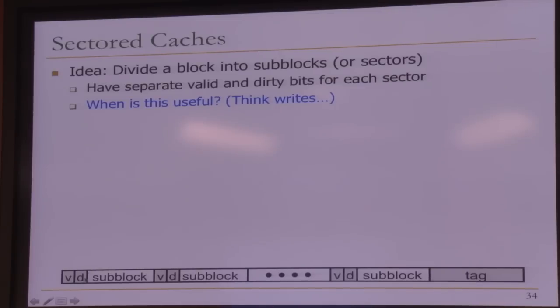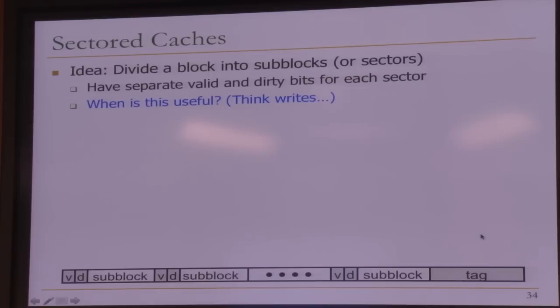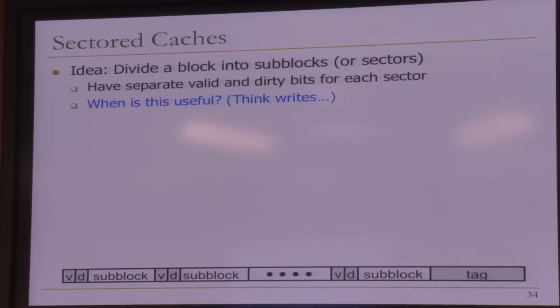Now, what do these individual dirty bits buy you? Well, if you're writing the sub-block, you just make it valid, make it dirty, change the tag. Now you have it in the cache. You don't need to bring anything else, really. And then if you're writing the next sub-block, you make it valid, make it dirty, and so on. That way, you don't need to bring the block first into the cache to write to it. And this is very useful when you have streaming writes. That's the reason why sectored caches are there.